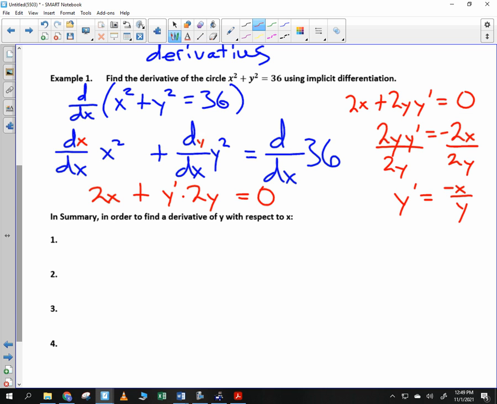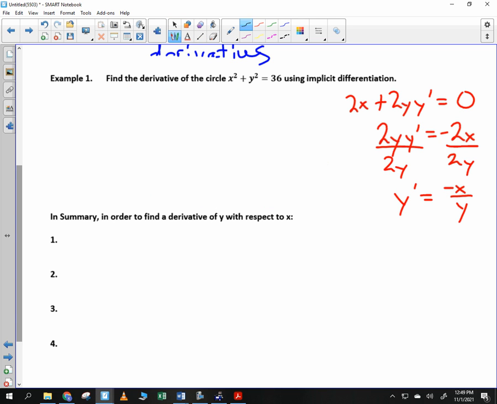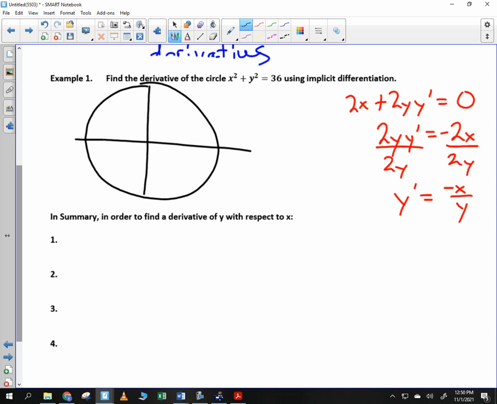Everybody okay with that? Beige? Let's try to understand what the heck that means in context of the graph. So you don't have to write this down, but if you'd like to, you sure can. Can somebody tell me what that coordinate is for this graph?